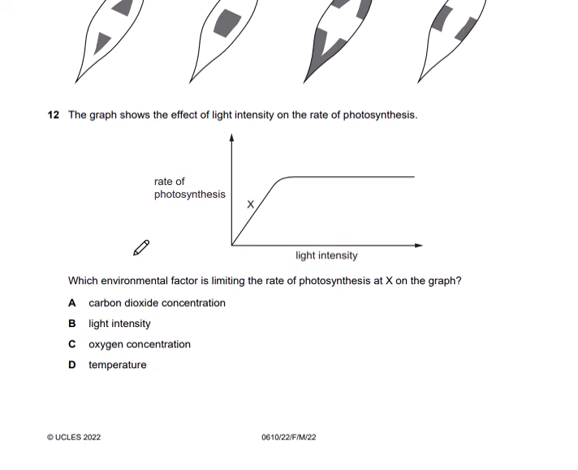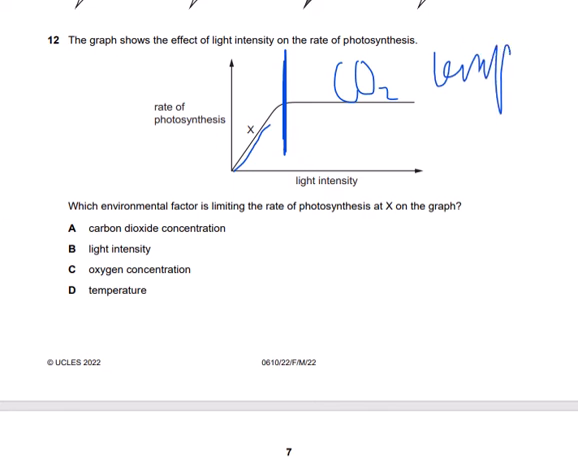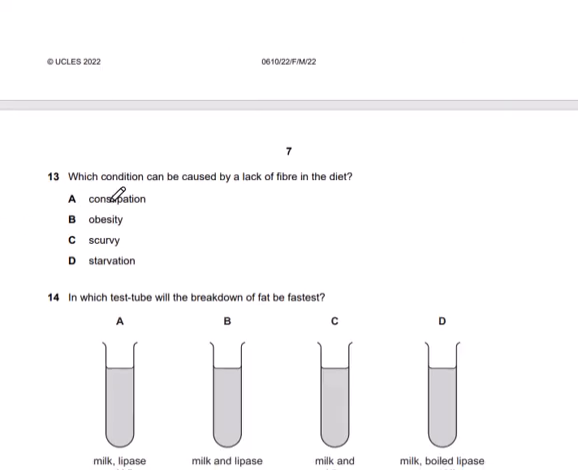The graph shows the effect of light intensity on the rate of photosynthesis. Which environmental factor is limiting photosynthesis at X? When you see a diagram like this, as you increase the light intensity, the rate increases up to this point. Below this point, light intensity is a limiting factor. After that, when it's constant, carbon dioxide may be limiting, maybe temperature, and other factors as well. So light intensity would be the answer.